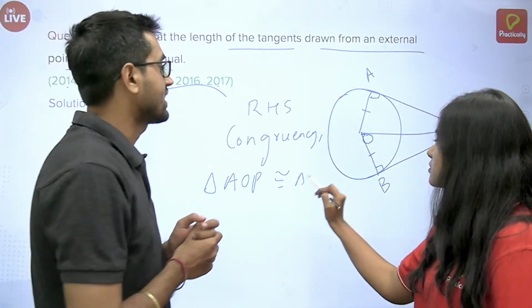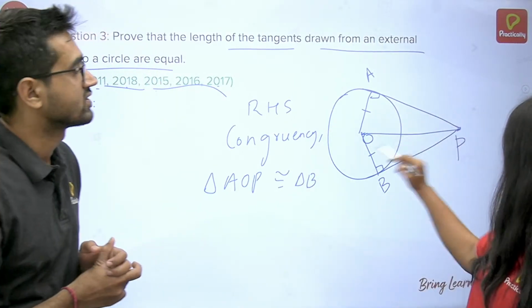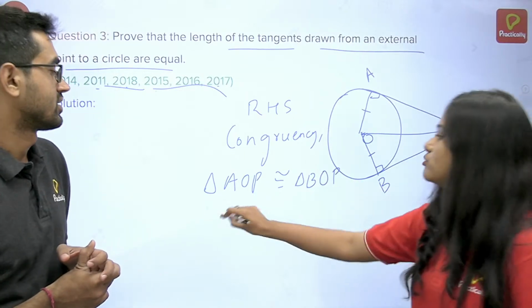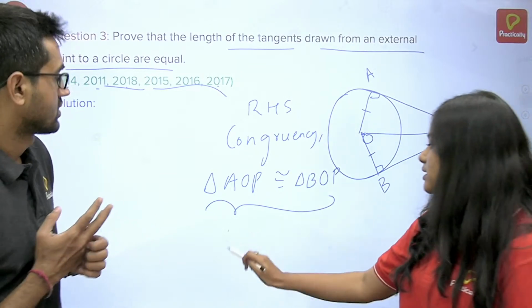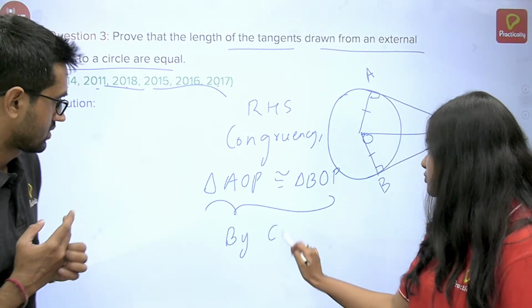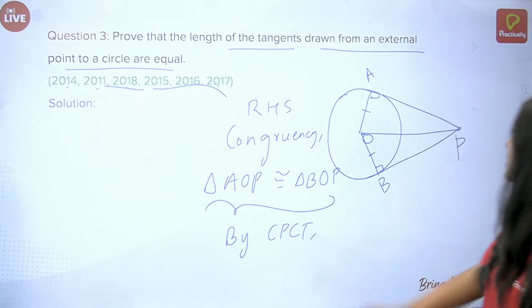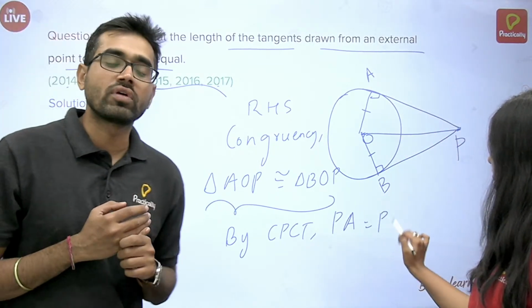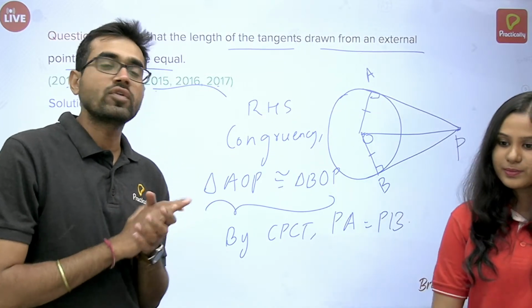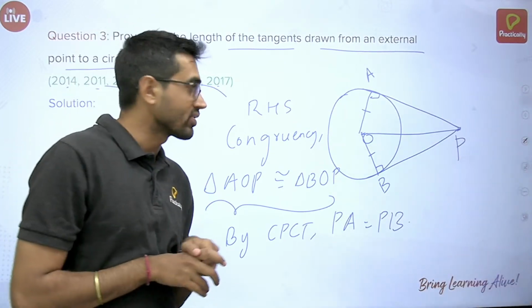Because one has a right angle, one has the hypotenuse equal, and one of the sides is equal. Yes, and make sure you mention it correctly, in the correct order. So by CPCT, that is corresponding parts of congruent triangles are equal, we can say that PA equals PB.